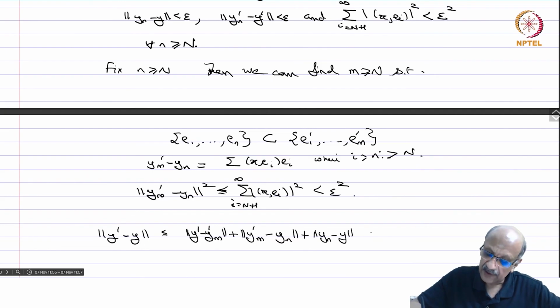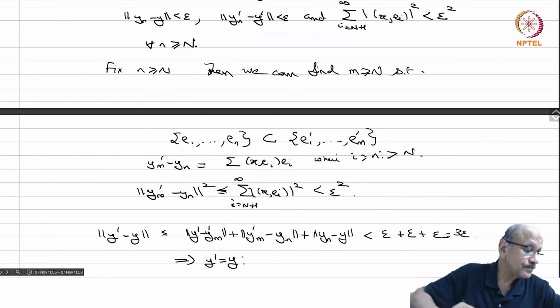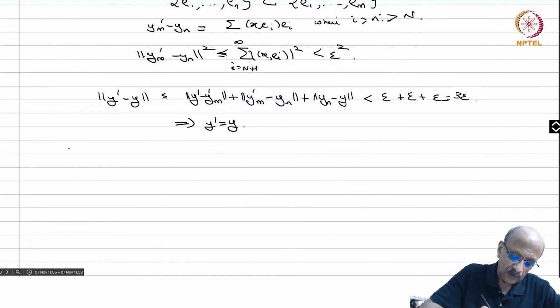The first one is anyway less than epsilon. The second one we just saw is less than epsilon, and the third one is also less than epsilon, and therefore this is less than or equal to 3 epsilon, which is arbitrarily small, and this implies that y dash is the same as y. So, summary.